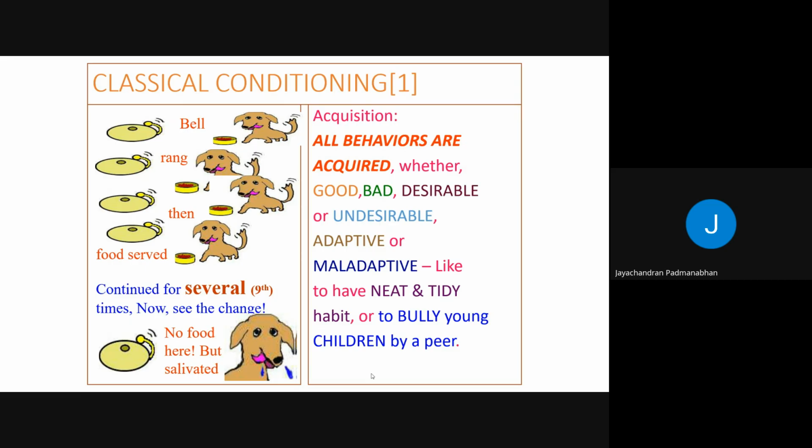See, what was the experiment? He rang a bell. Within 1 minute or after 30 seconds, he served the food. The first day, the dog did not understand why the bell was rung. Second day, he continued. Third day, continued. By eighth day, the dog understood: yes, ringing of the bell means I will get food. So on the ninth day, immediately on ringing the bell, the dog salivated. So he said, all behaviors are acquired, whether good, bad, desirable, undesirable, adaptive, maladaptive, or neat and tidy habit, or bullying young children by a peer.